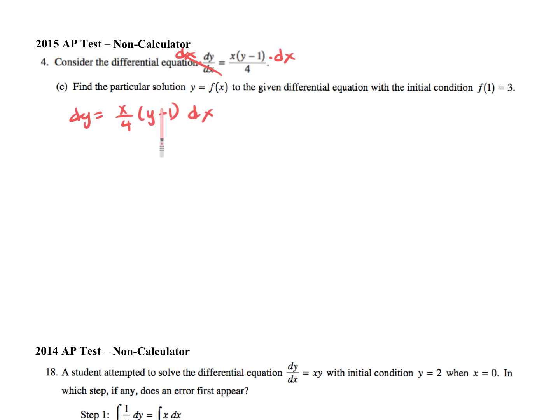So what would that look like over here? 1 over y minus 1. X over 4 dx.